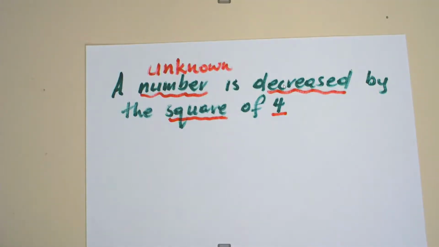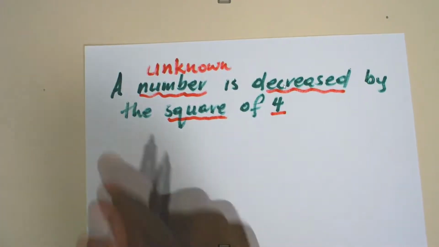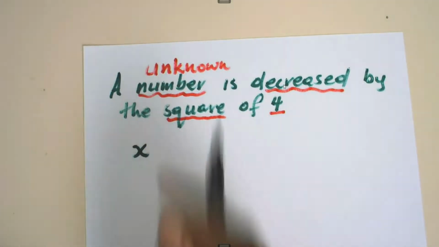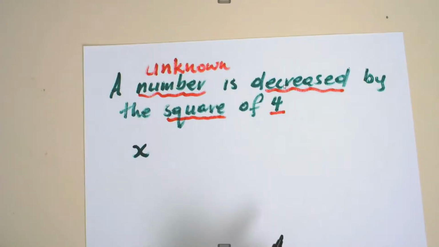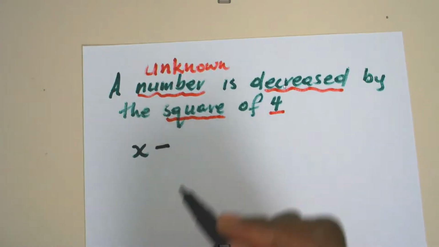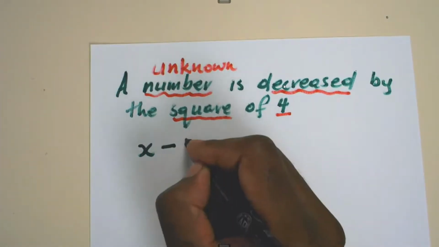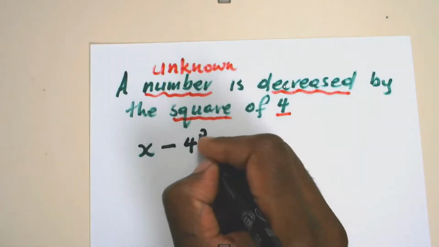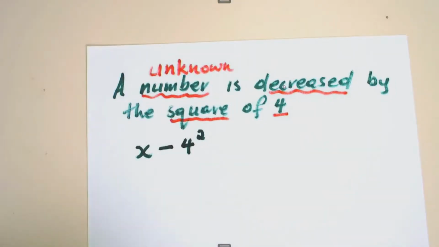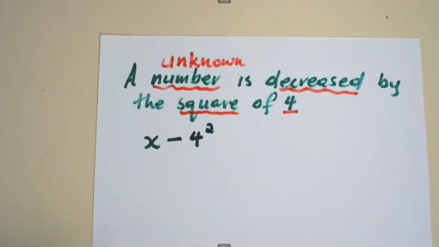Now let us write it as an expression. An unknown is going to be what? x. Remember we said an unknown could be the variable x. We don't know it. Is decreased, minus. By what? By a square of 4. A square of 4 is 4 squared. Can we see, guys?